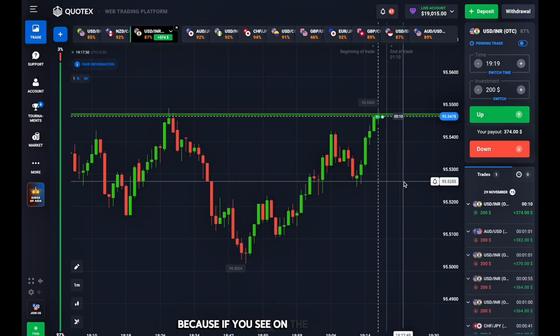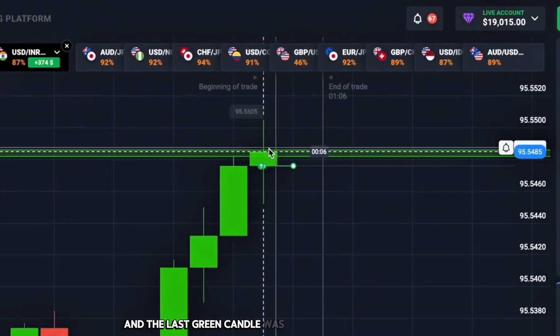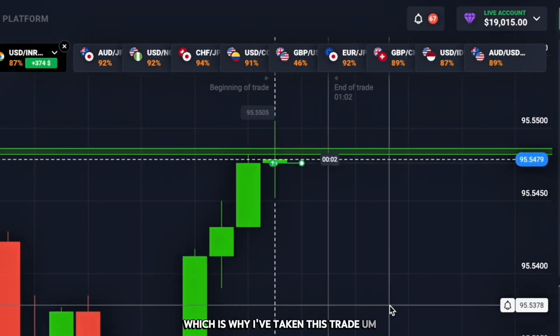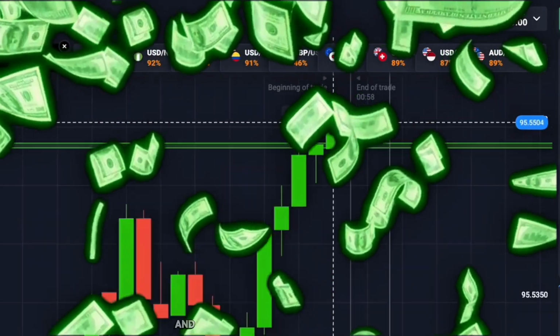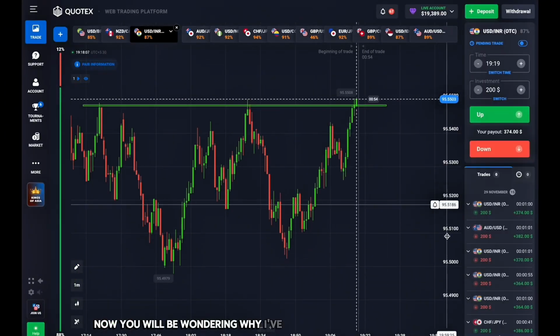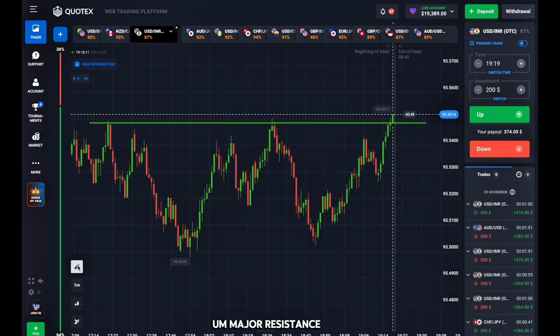Because if you see on the left hand side, the left leg has been fulfilled and the last green candle was a very healthy green candle, which is why I've taken this trade on basis of FFLC and plus one green candle confirmation. And look at that, this is a winning trade. Now you will be wondering why I've taken a call entry trade at a very major resistance zone.